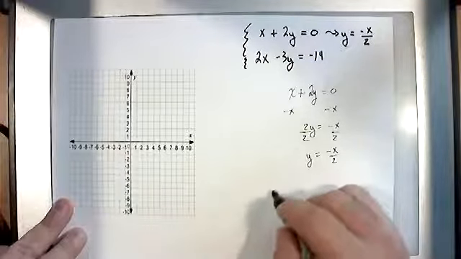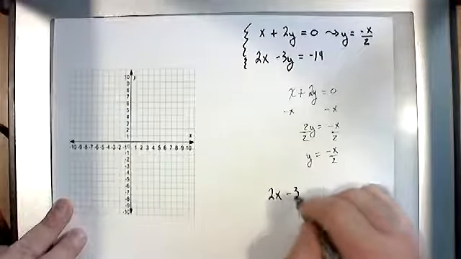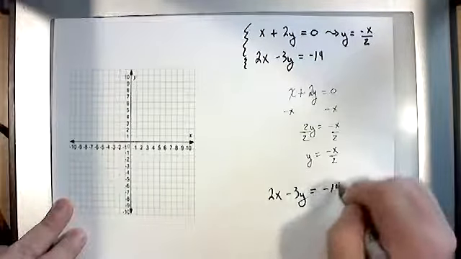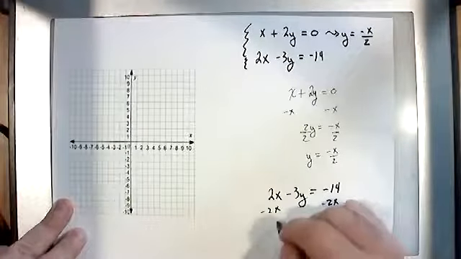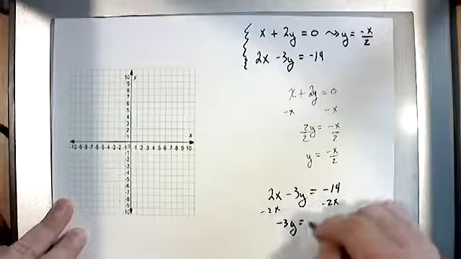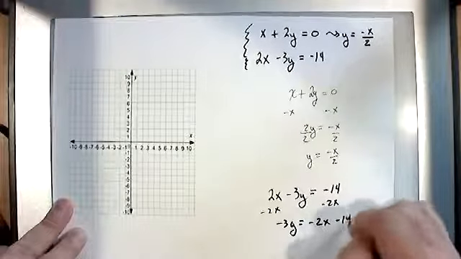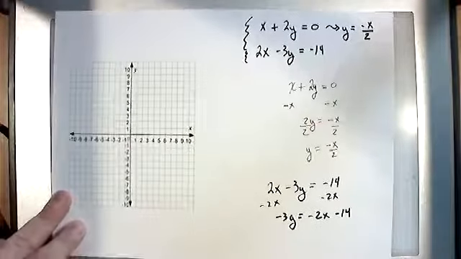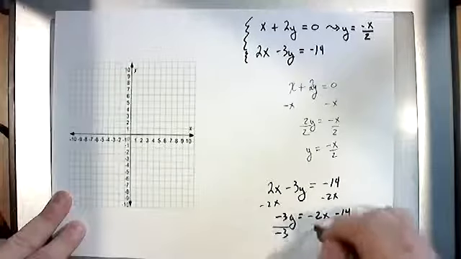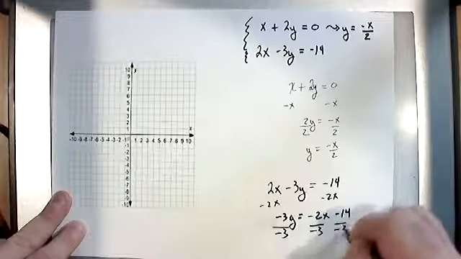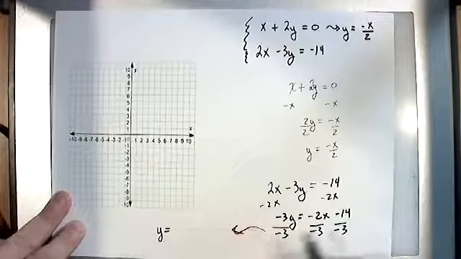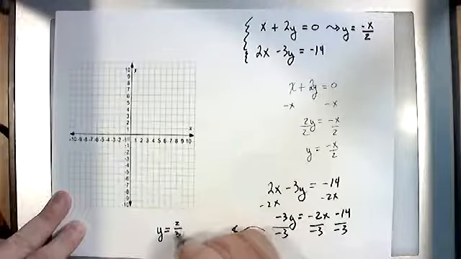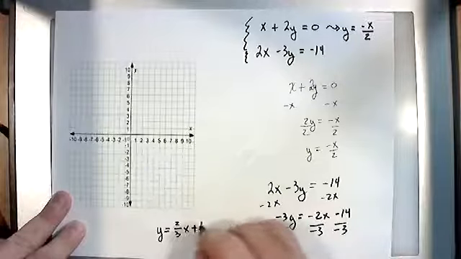The next one here, we had 2x minus 3y equals negative 14. I'm gonna go ahead and subtract 2x from both sides. So we have negative 3y equals negative 2x minus 14. I wanna go ahead and get y by itself, so I'm gonna divide by negative 3. Watch your signs. So in the end, this one becomes y equals 2/3 x plus 14 over 3.